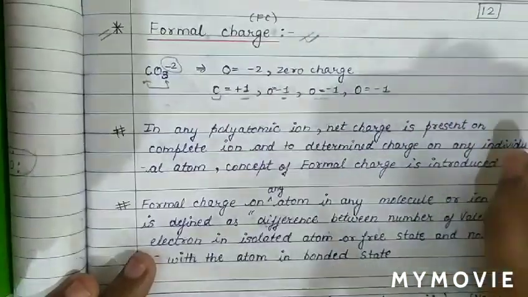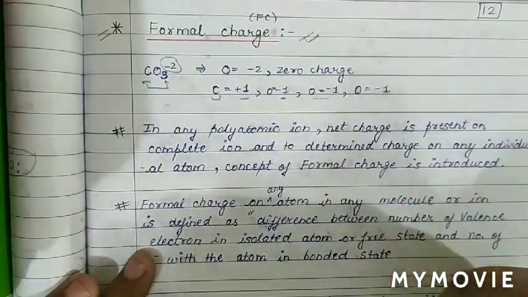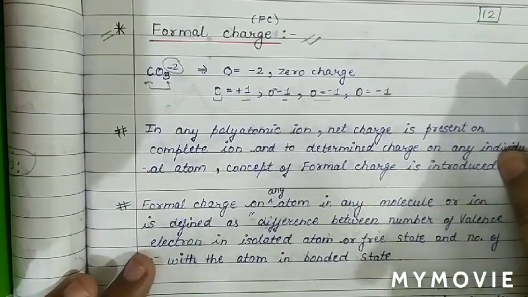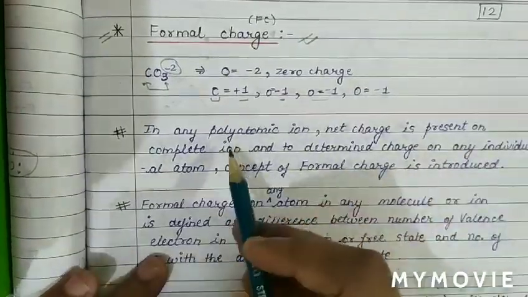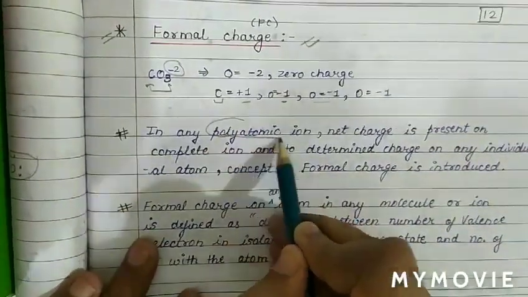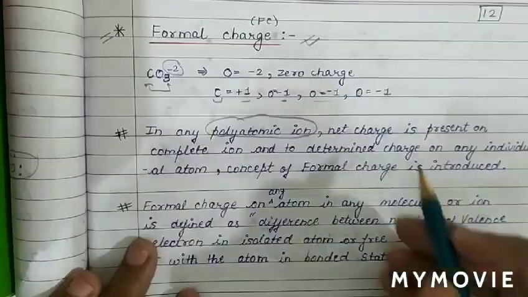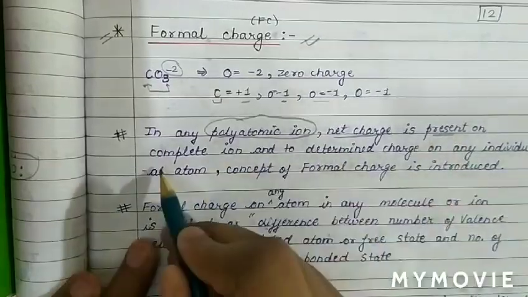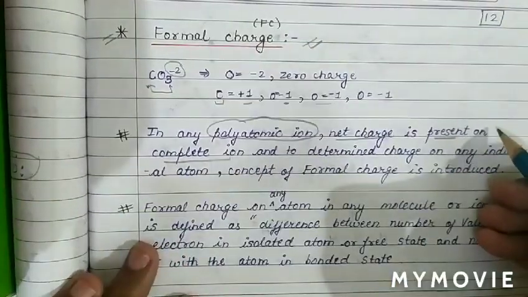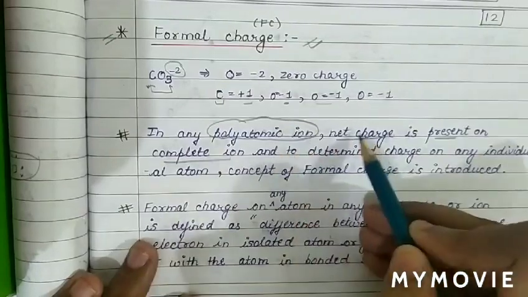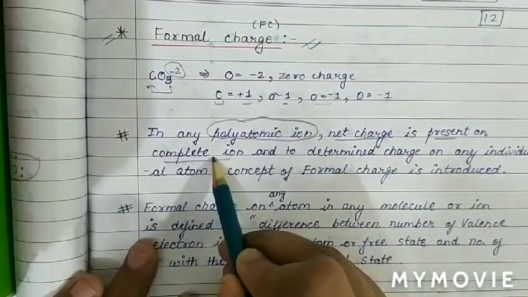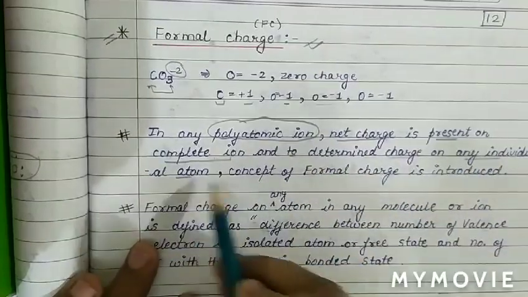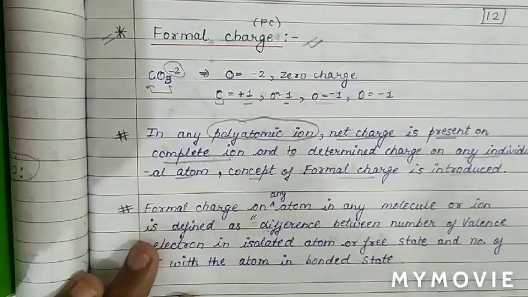So basically how do we calculate the formal charge? In today's class we will discuss the calculation of formal charge of each and every atom present in a molecule. See, in the case of a polyatomic ion, the net charge present on the complete ion is the formal charge. And to determine the charge on any individual atom, the concept of formal charge is introduced.